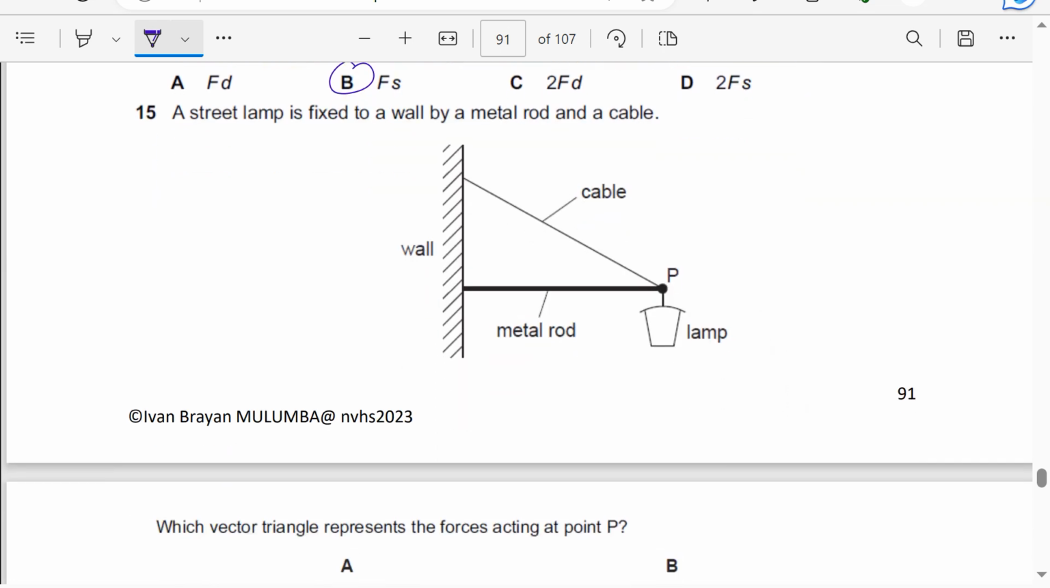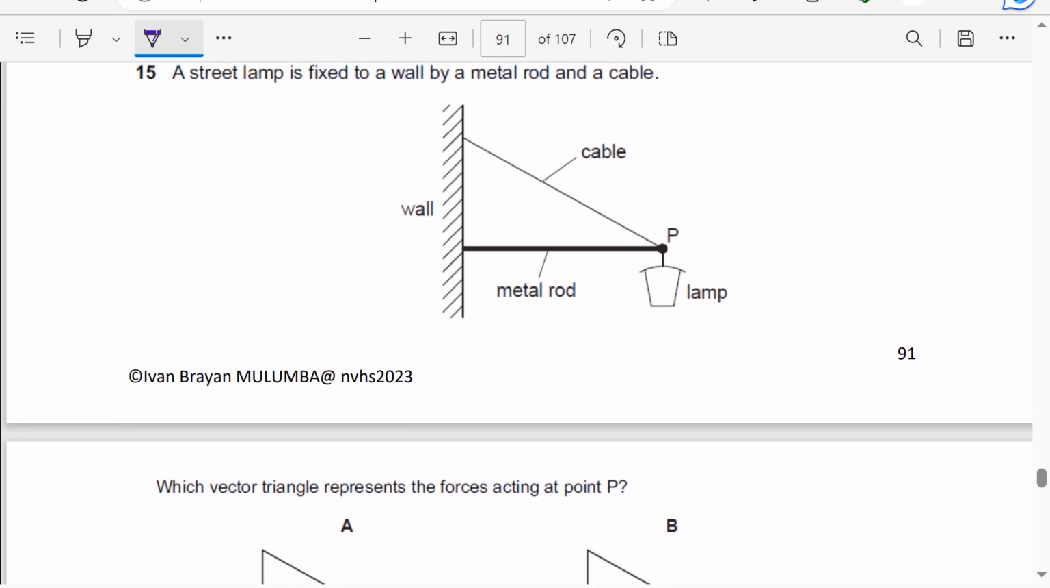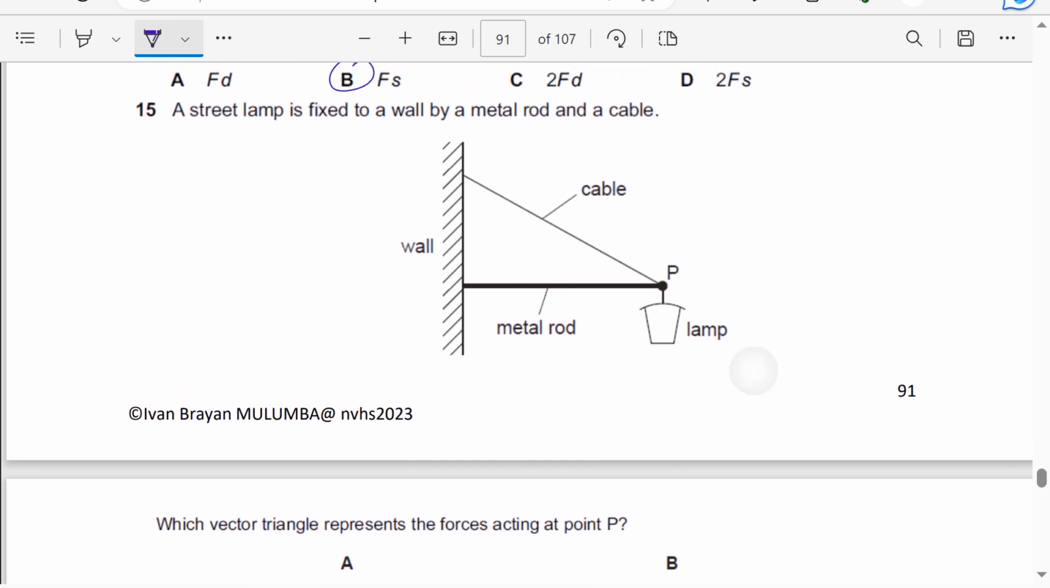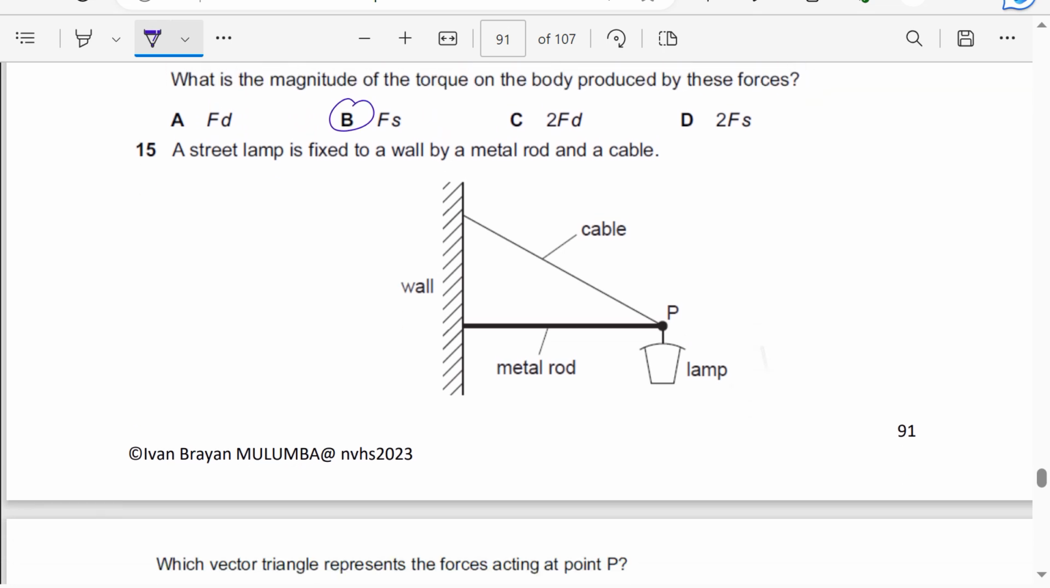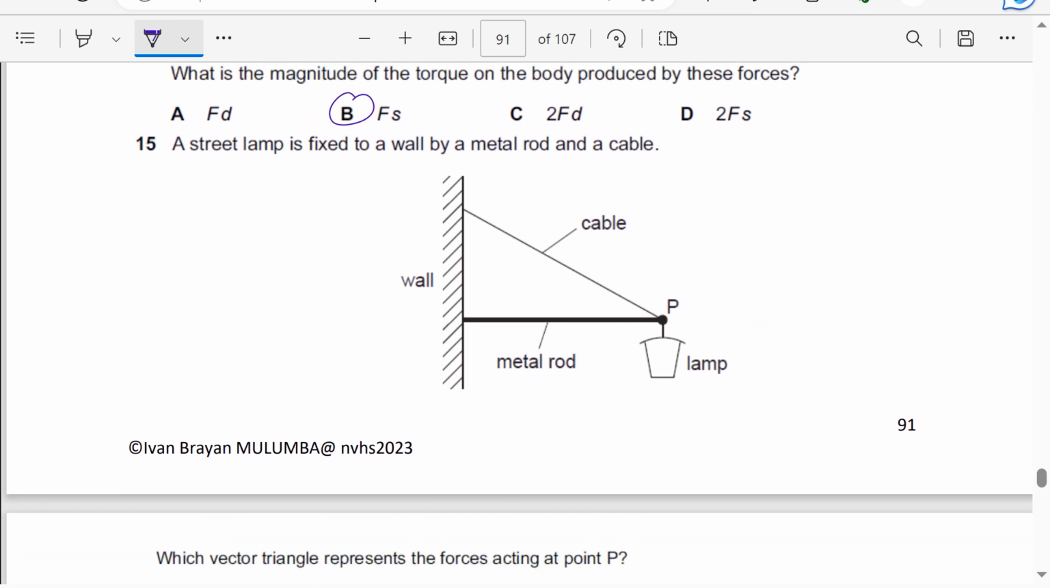A street lamp is fixed to a wall by a metal rod and a cable. Which vector triangle represents the forces acting at point P? This lamp is fixed and is in equilibrium, so the forces must be forming a closed triangle. There is tension in that direction, there is weight which should be vertically downwards, and there is a normal reaction force which comes from the wall.